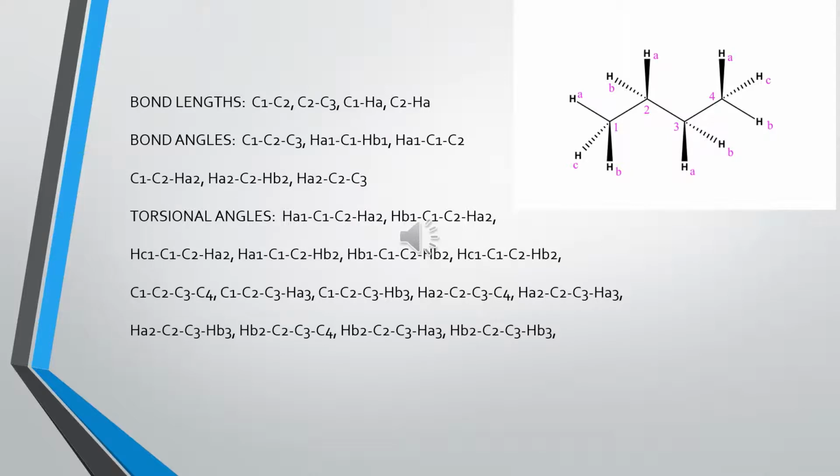We have ABCD as a torsional angle, because what we're talking about is the angle between two planes, right? Let's take the first torsional angle listed there, HA1, C1, C2, HA2. HA1, C1, C2, HA2 is the angle between the planes defined by carbon 1 and HA on carbon 1 and carbon 2 and HA on carbon 2. It's the angle between those two planes. That's what a torsional angle is.